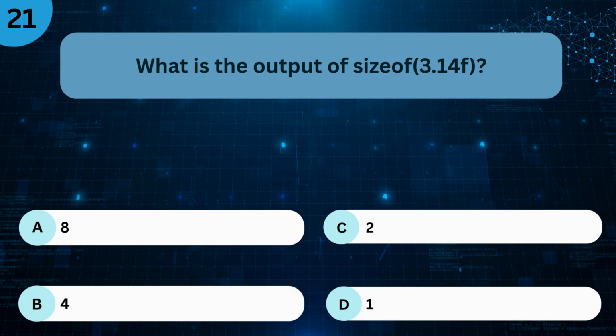What is the output of sizeof(3.14f)? A. 8, B. 4, C. 2, D. 1. The right answer is B. 4.